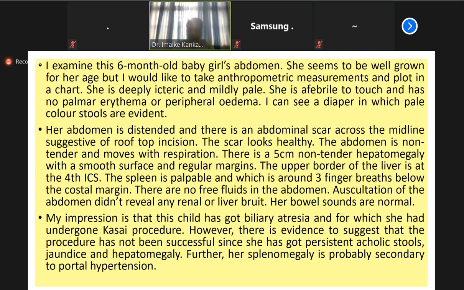Further, her splenomegaly is possibly secondary to portal hypertension. So in this kind of a child, the discussion will be, okay, how are you going to manage? The management is supplementation of fat-soluble vitamins in high doses and a long-term plan for liver transplantation. You can talk about things like liver transplantation.